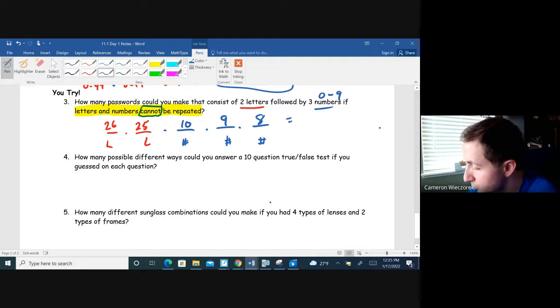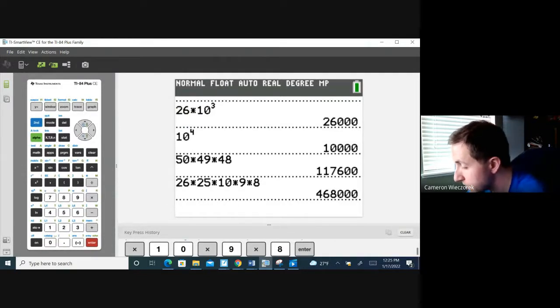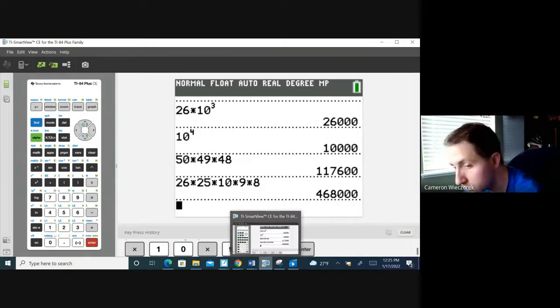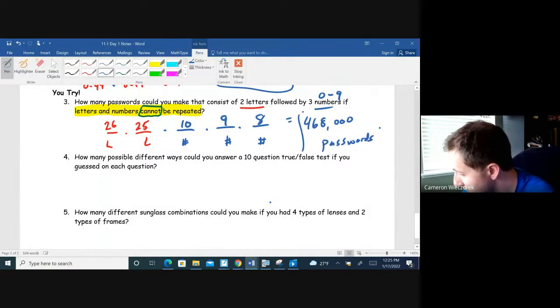So I'm just going to multiply straight across. 26 times 25 times 10 times 9 times 8. A lot of this math is pretty basic multiplication. The part that you're going to have to spend more time thinking about is how to set up the fill in the blanks. The math, your calculator can pretty much do all of it. 468,000 passwords. Okay. Next one.